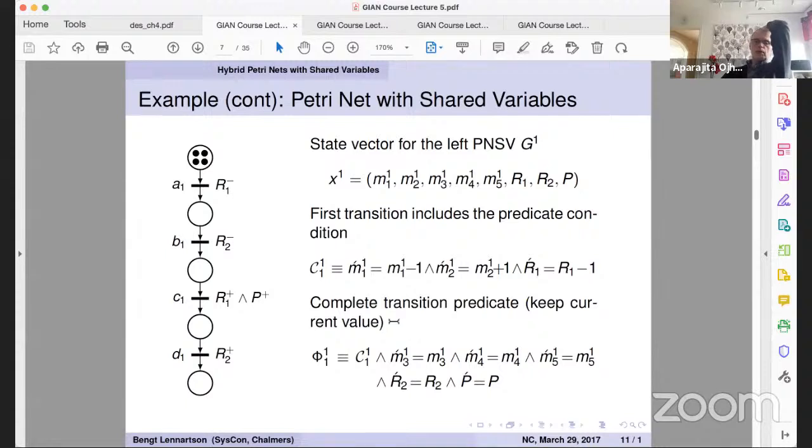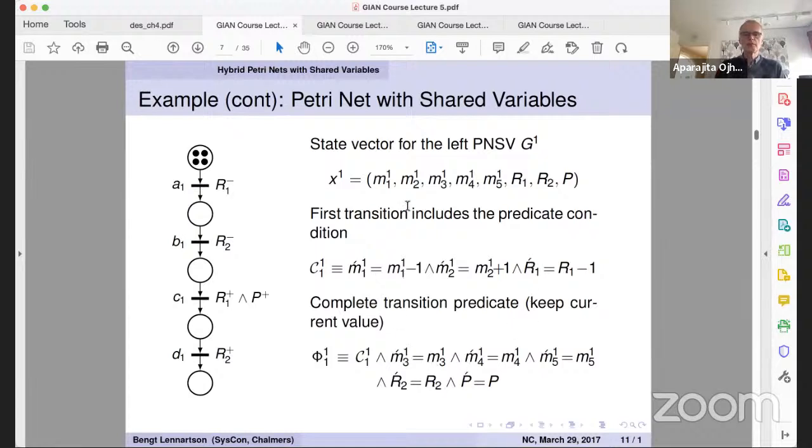The complete transition predicate, what is that? Well, here I want to emphasize that it's not all variables that are updated. In fact, this predicate only has an update on M1, M2, and R1. So the rest should keep their current value, and that means that we need to also specify that. It's just machinery, but it's necessary to add that.